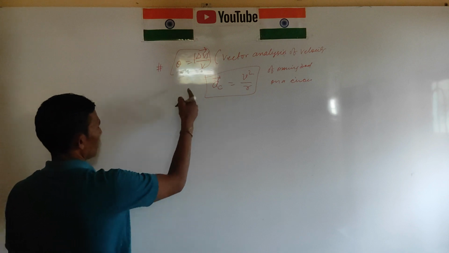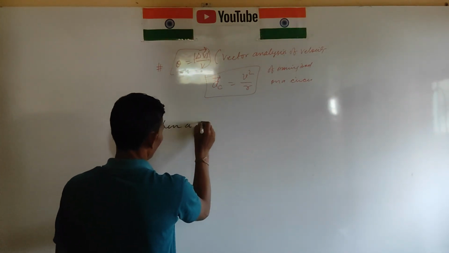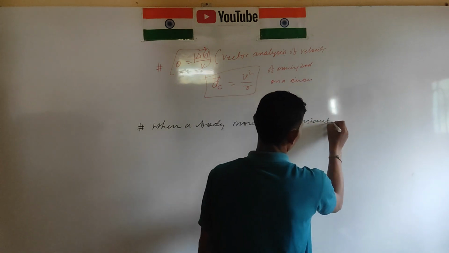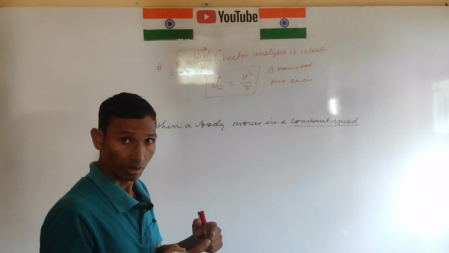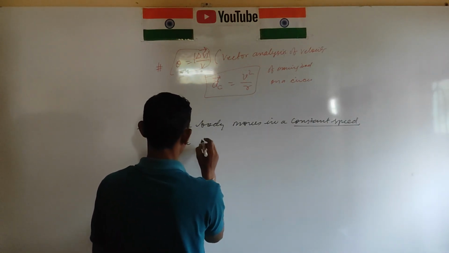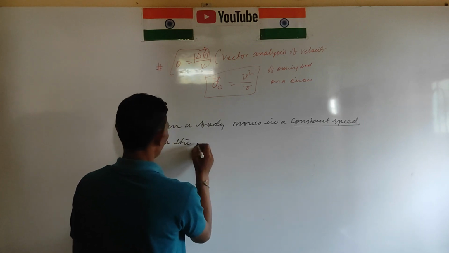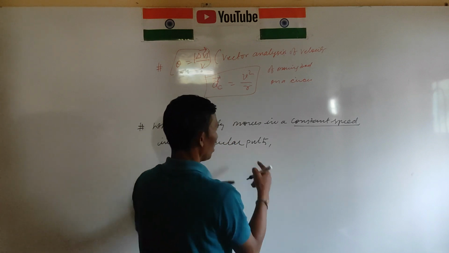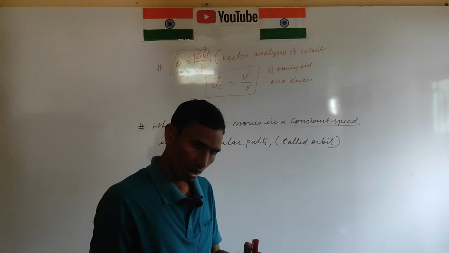angular acceleration. When a body is moving at constant speed in a fixed orbit, the body moves at constant speed in the path of the orbit, in the fixed circular path, and a circular path is called an orbit. Orbit means a fixed radius. There will be a fixed radius.